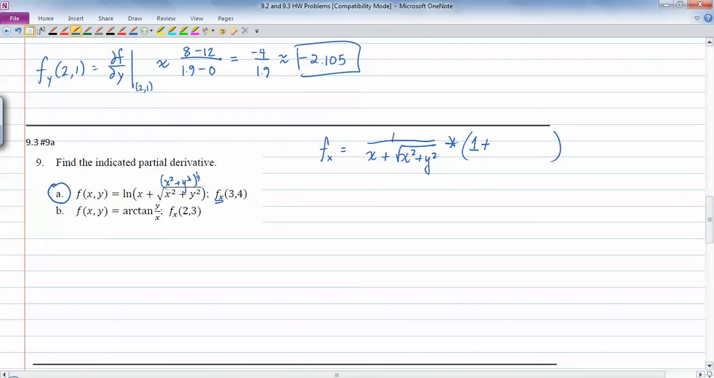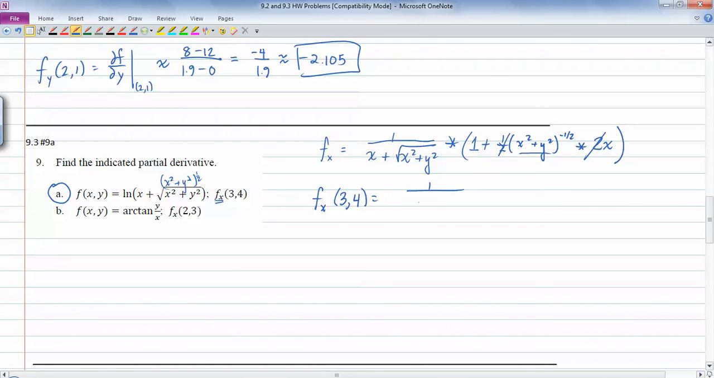So that's where we got to do 1/2 x squared plus y squared to the -1/2, and then times the derivative of that inside. So it's the chain rule on crack. So this is 2x here. So let's see, these two's cancel. And then I'm not going to bother simplifying because I can just plug in 3 and 4.